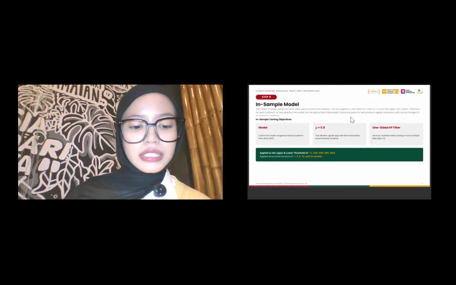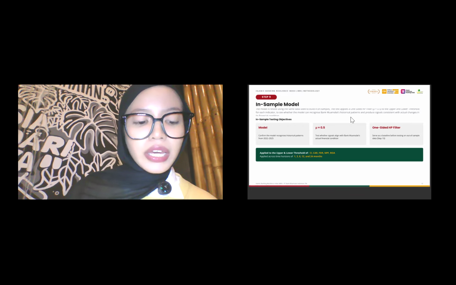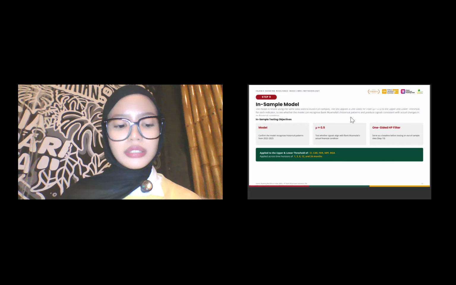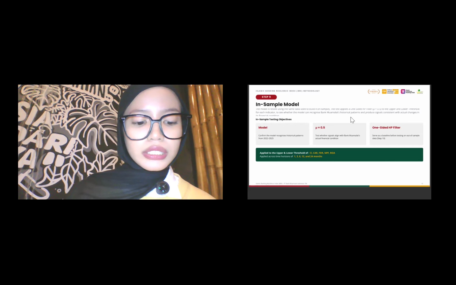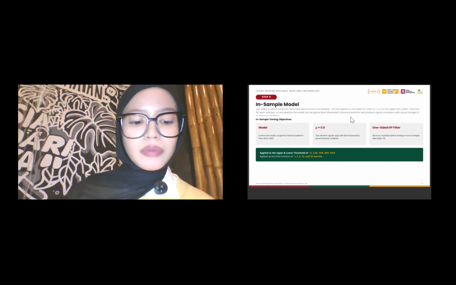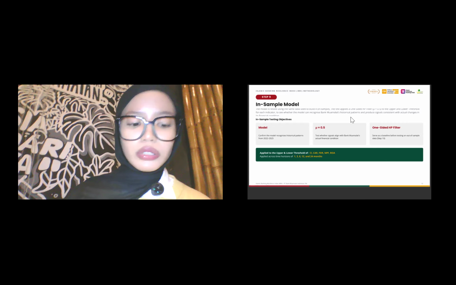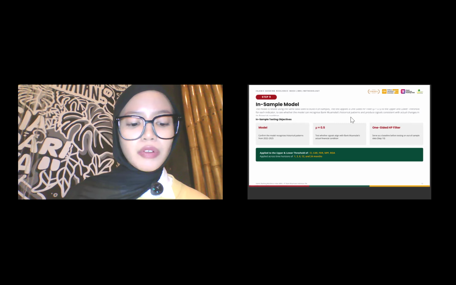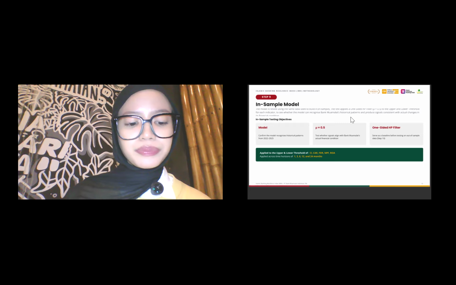Next is in-sample. Here we estimate the model using the same historical data used to build it. We applied one-sided HP filter with several forecasting horizons. The purpose is to verify whether the model can correctly recognize historical financial patterns before predicting future conditions.